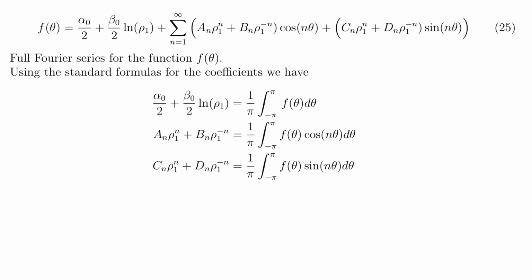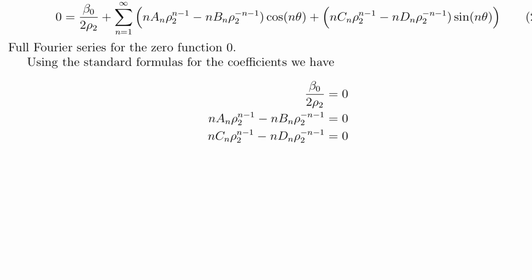Let's look at the first boundary condition. This is, as I mentioned, a full Fourier series for the function f of theta, and we can use the standard formulas for the coefficients. So alpha 0 over 2 plus beta 0 over 2 log rho 1 is given by 1 over pi times the integral of f of theta, and the coefficient A n rho 1 to the n plus B n rho 1 to the minus n is given by the integral of f times cosine n theta, and the C n's and D n's in the last equation are given by the integral of f of theta sine n theta. These are standard formulas for Fourier coefficients.